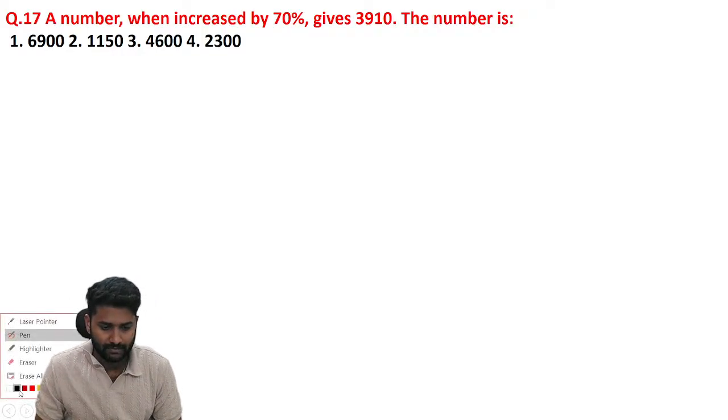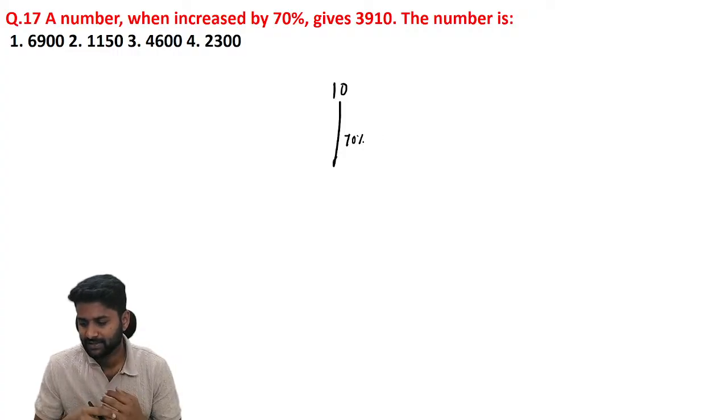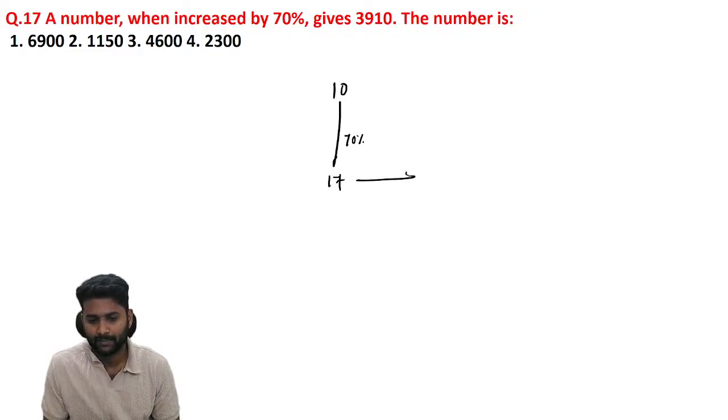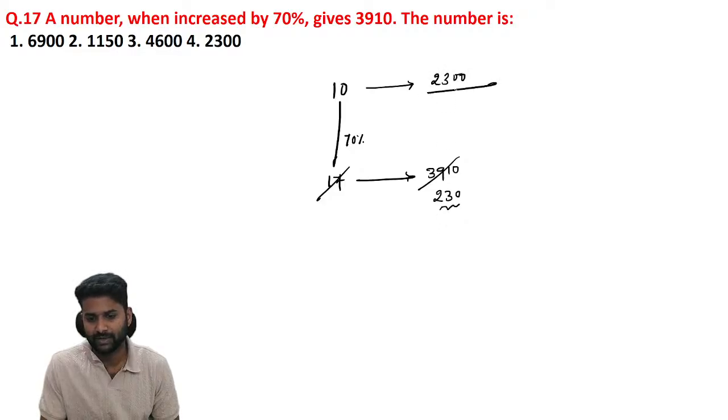Now see, there is one number. Let us consider that number is 10. I am just assuming a number. It is increased by 70%. 70% of 10 is 7 units. Then it becomes 17. Now the comparison says that if 17 units is equal to 3110, then 10 units is how much? 17 into 2, 34. 17 into 3. Each value is 230. Then the original number becomes 2300, which is the correct answer.